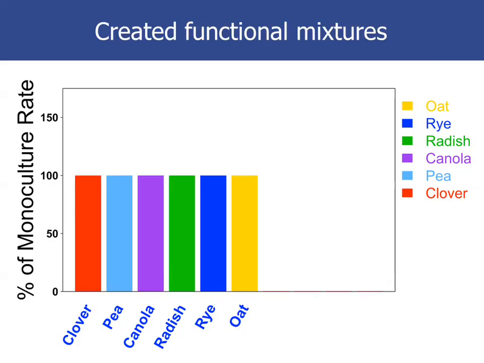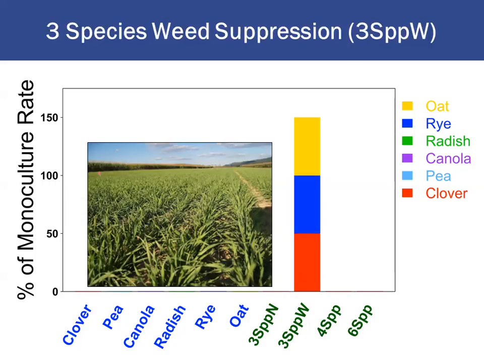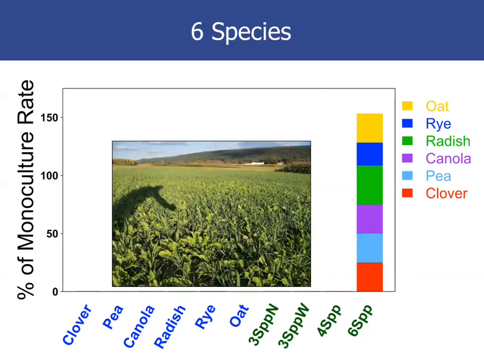So from these 6 species, we built our functional mixtures. The first one is the 3 species nitrogen supply mixture. It's got a heavy complement of clover and pea, and then a lower rate of rye. Then we have the 3 species weed suppression mixture, which has a lot of oat and rye, and then clover included as well, to see if we can get a little bit of nitrogen supply at the same time. We have a 4 species mixture that's designed to improve services for pollinators. You can see here we've added in a pretty significant seeding rate of canola, and if the timing is right, canola can be a really strong floral resource in the spring in our region. And then finally, we have our 6 species mixture where all of these are put together.